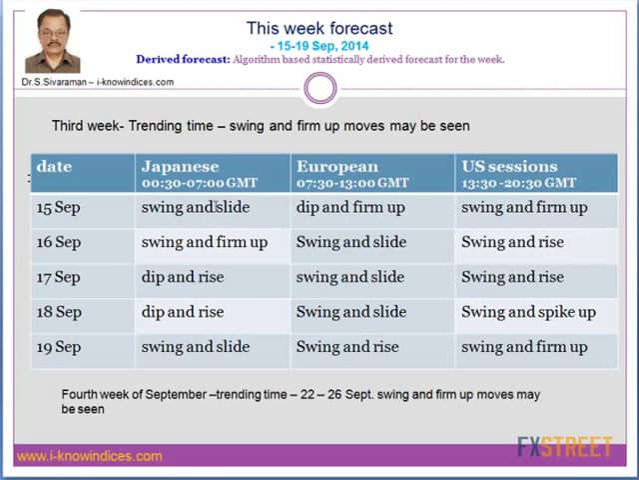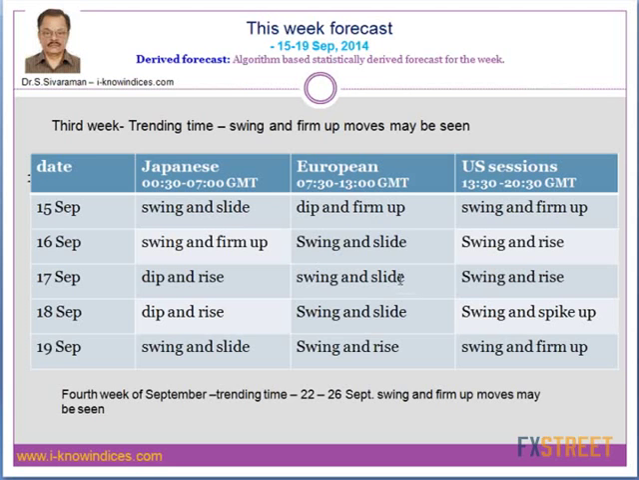So you'll come across the market making only a firm up move. Then tomorrow they are expected to make a swing and firm up on the swing and slide move. Afterwards, from tomorrow's European and US sessions, they are expected to make a rise in the market. Then subsequently, on Wednesday, you'll come across the dip and the rise during the Japanese session, then swing and slide during the European session.